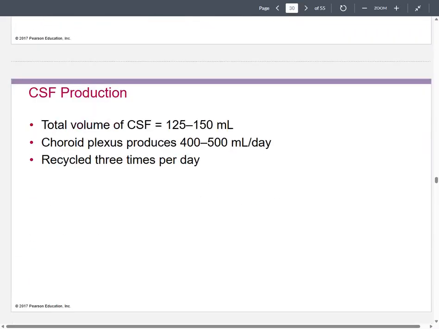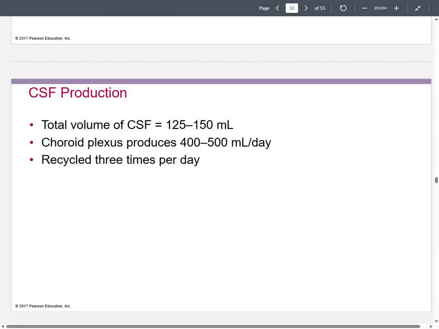We actually create about 400 to 500 milliliters of CSF every single day. That being said, there's only enough space in the meninges for about 125 to 150 milliliters of that to be circulating at any given time. This means your CSF is recycled every 8 hours, approximately 3 times a day.